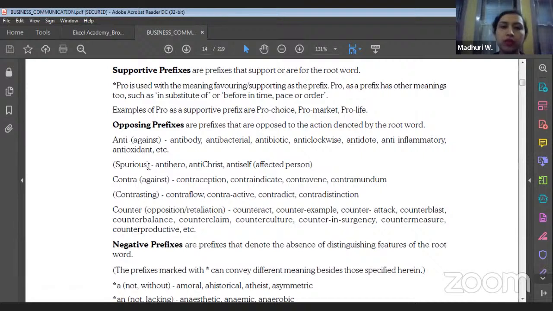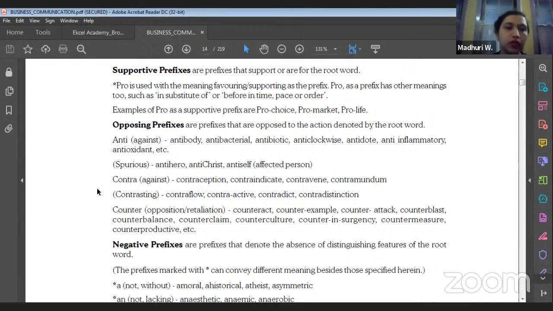It could be also in terms of opposing factors, right? For example, anti is against: antibody, antibacterial, which is against bacteria. Antibiotic is against anything that's living, right? Anti-clockwise. Clockwise is in one direction, anti-clockwise is in the other direction. Antidote, anti-inflammatory, right? Antioxidant.